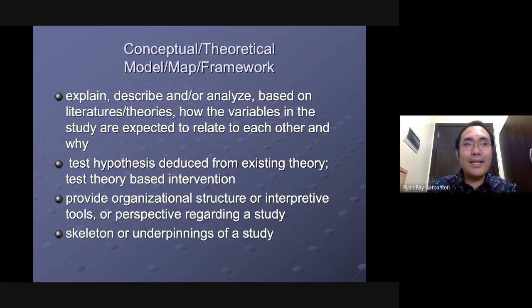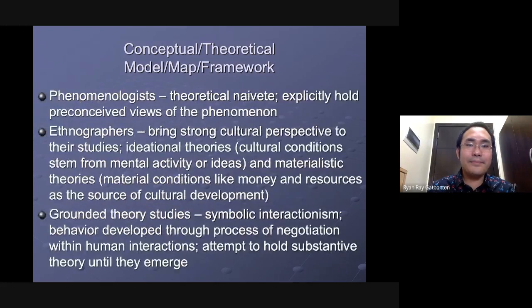So kung wala kang literature review, wala kang conceptual framework, papaano mo nasabi na ang iyong research hypothesis ay tama? Okay? So kumbaga, when you state your hypothesis, you should have an a priori knowledge, yung knowledge before, okay, for you to draw your hypothesis. Okay?